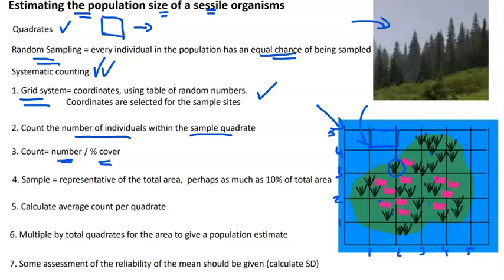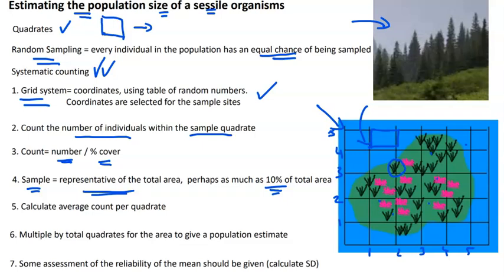How many quadrats are we going to take? Well, that would require that the sample is large enough to give us a representation of the total area. So perhaps as much as 10% of the entire area needs to be sampled.